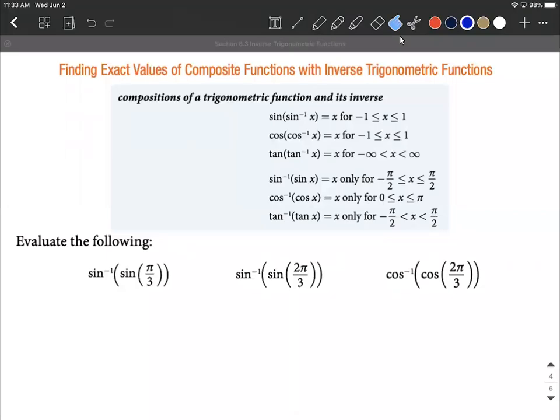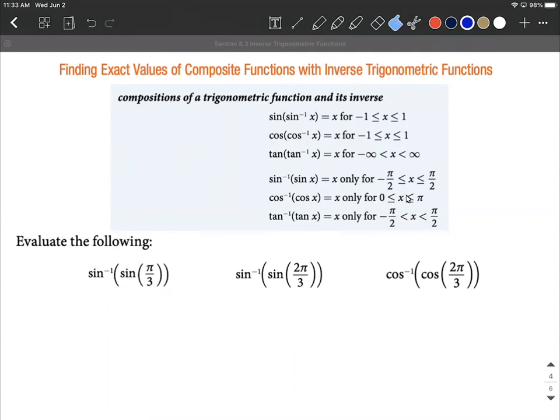Let's compose together trigonometric functions with their inverses. When we do this, we have to be a little bit careful of which order these come in. On each one of these problems that we're going to work in this example, we have the inverse function on the outside, so we're going to use this bottom box here, and the original trig function being plugged into the inside.